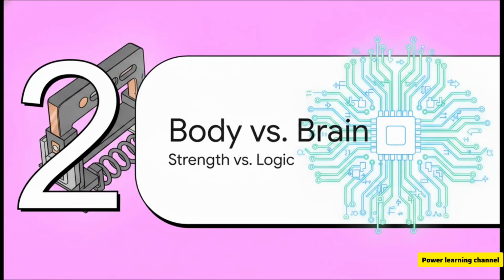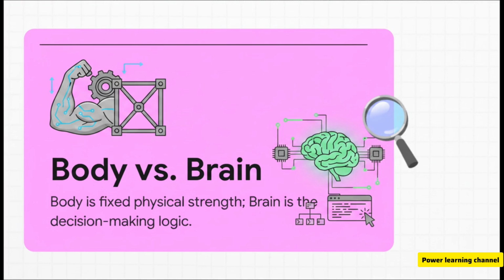Moving on to Section 2, breaker body versus brain. Think of it this way. The body represents the breaker's fixed physical strength. These are the muscles, right? They're built right in at the factory, and you absolutely cannot change them. The brain, on the other hand, is the micrologic unit. That's the decision-making protection logic that you, the site engineer, will actually program. The brain decides what to do, but the body has to be strong enough to actually survive doing it.